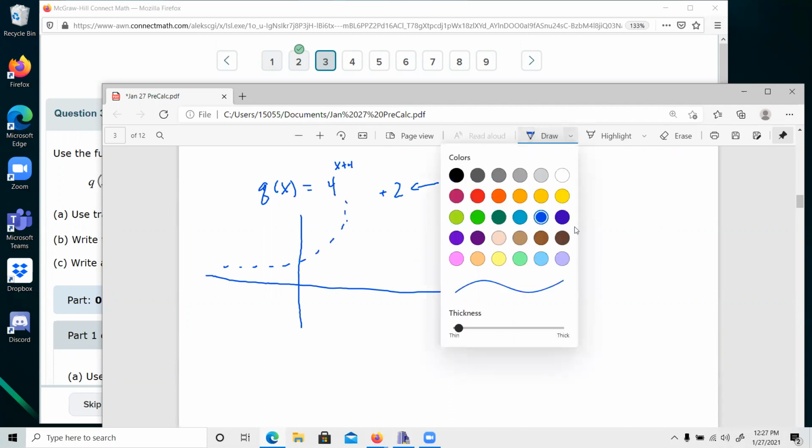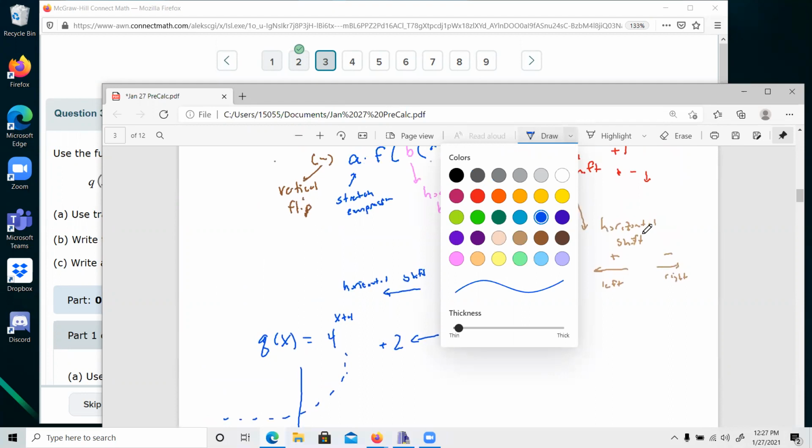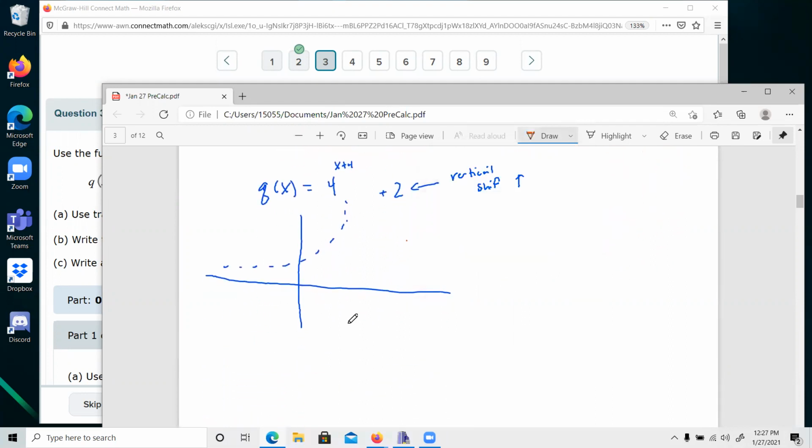And then what we're going to do is, what did I use for vertical? I used red. So with this plus 2, instead of going through 0, 1 here, we're going to go through 0, 3. We're just going to add 2 to that. And we're going to have a function that looks something like that. It's still going to be very steep because 4 is a big number, relatively speaking. And instead of having our horizontal asymptote at 0, we have y equals 2 is now our horizontal asymptote. Okay.